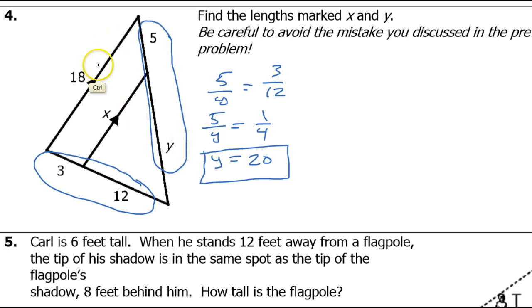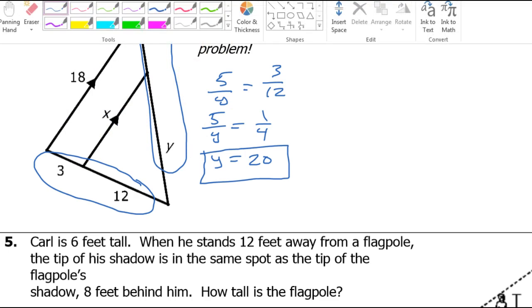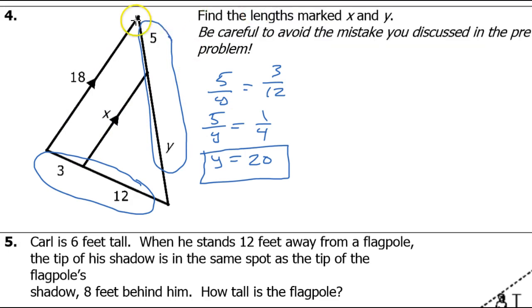Now, when you're dealing with the parallel sides, you cannot use the side splitter theorem. You need to use the small triangle and the large triangle. You need to draw them separately. So that's what I'm going to do. I'm going to draw the triangles separately. So, for example, here's the larger triangle.